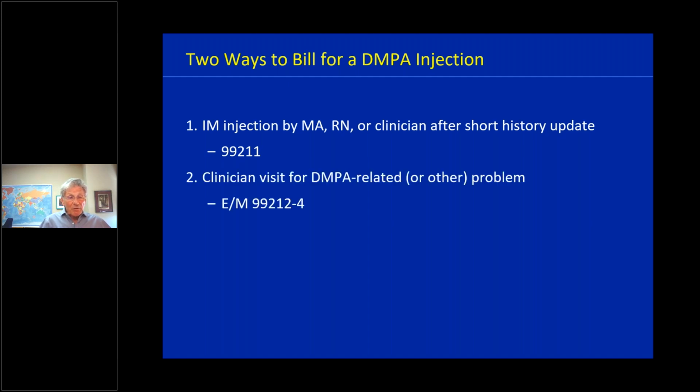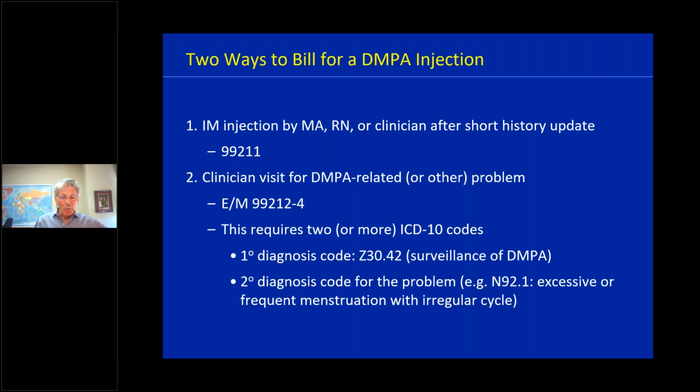If, on the other hand, the patient needs a clinician visit related to her Depo, or another problem, then we can use a standard E&M code between 99212 and 99214 based on either medical decision making or time. Now remember, in Mary's case, she was complaining about her spotting and needed to see a clinician. So in this circumstance, we're going to bill an E&M code based on time or medical decision making for Mary's Depo injection visit, because there was a problem associated with her Depo use, which was her bleeding. And so that's going to require two different ICD-10 codes.